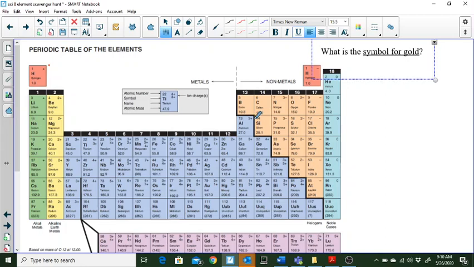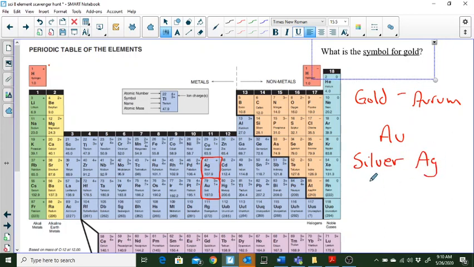What is the symbol for gold? Well, we have to go through and find gold, and here we find gold right here. Gold in Latin was known as aurum, and so the symbol for gold is Au. I just want to point out that right above gold is silver. Silver has the symbol Ag, and that comes from argenta.